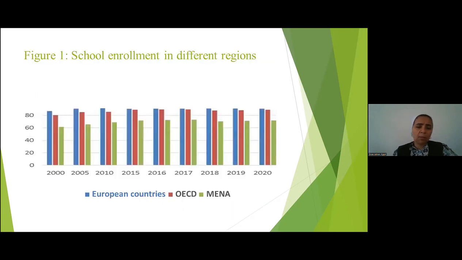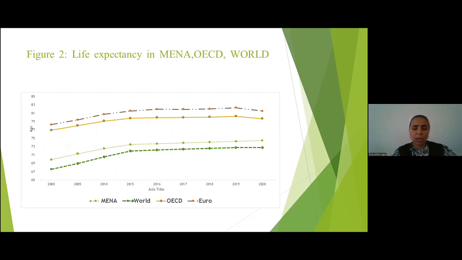So we started by making an overview and comparison of school enrollments in different regions, and we see that the MENA region is still behind in school enrollment, in addition to life expectancy as well. We also see that the MENA region is fairly above the average statistics for the world data, while compared with the European countries or OECD, we are still far away from them.